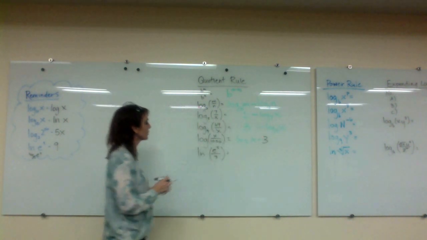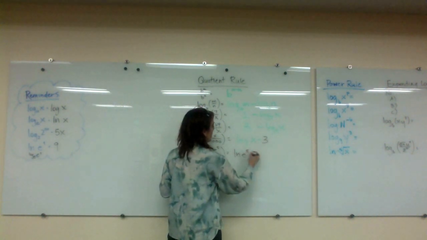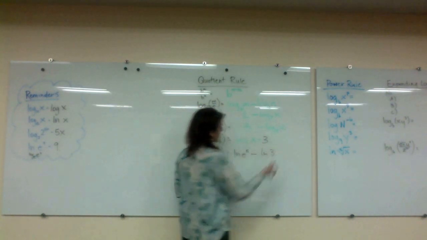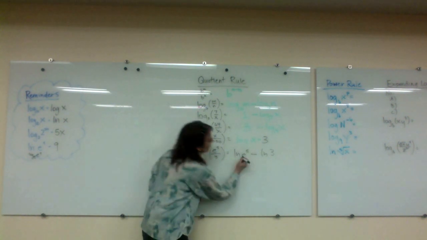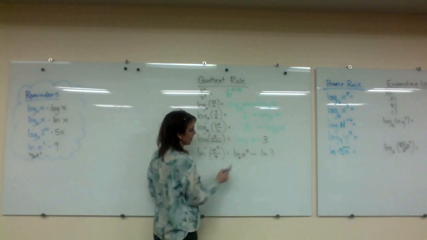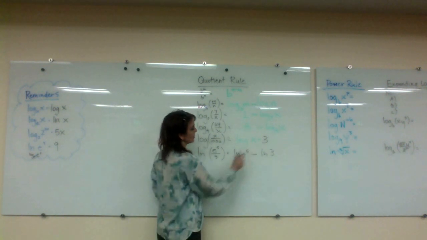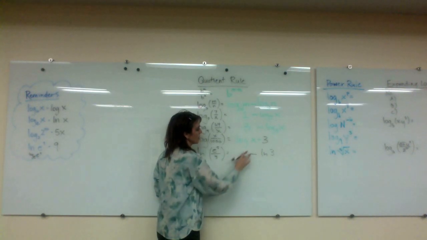And last one here, ln of e to the 5th minus ln of 3. Fantastic. What do we do with this? Get rid of what? That common base is e, right? So ln of e, or really it's log base e of e to the 5th, can transform into just the power, which is 5.